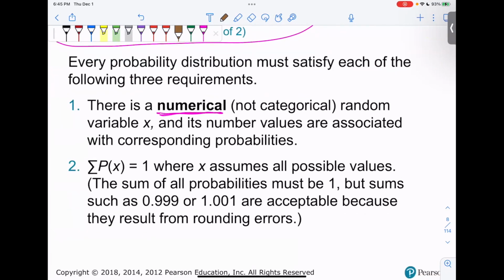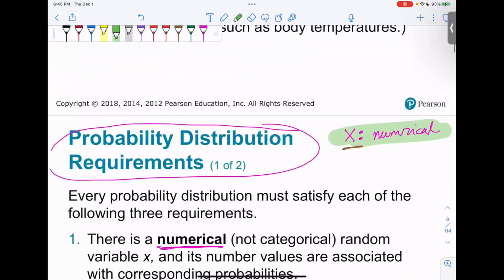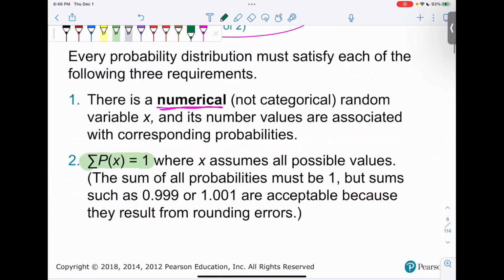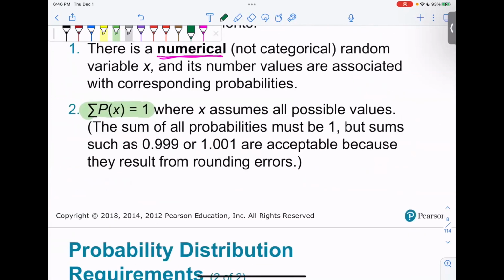The second one, the summation of probability will be equal to 1. So the distribution will look like this. We have X here, and we have probability of X. And then here, for example, this one must be 4 to maintain the sum of 1, right? So the summation of those probabilities must be equal to 1.